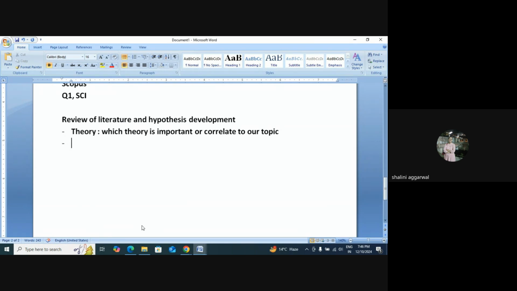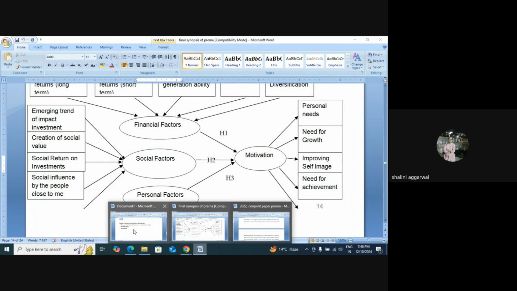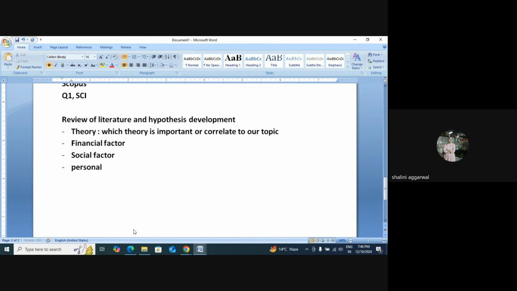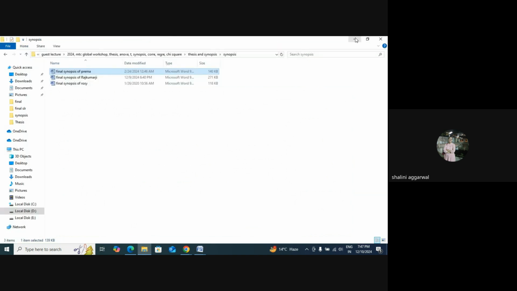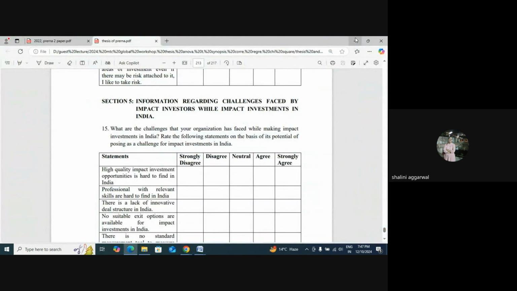Next is hypothesis. You will be defining, let's say, financial factors. You write a paragraph about this. Then the social factors. You write a paragraph about it. Then is the what is that? Personal factor and motivational factor. You write a paragraph about it. Let me see if I can show you this, what I'm trying to say. Okay, there is one paper of mine as well that got published. Maybe I can show you. 1 minute, just give me a minute.